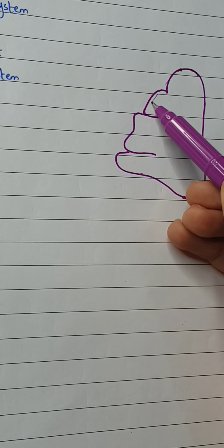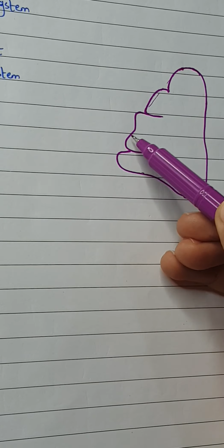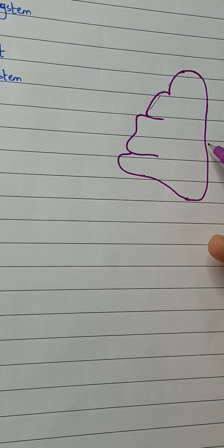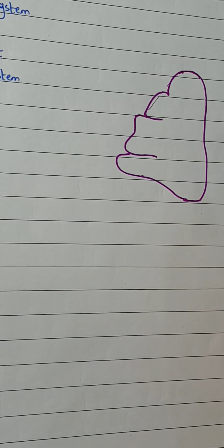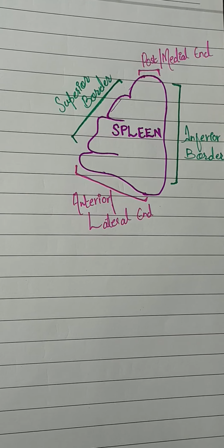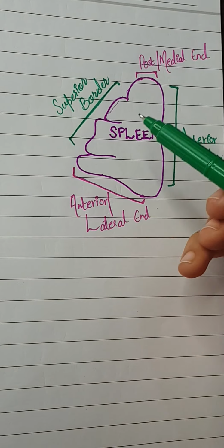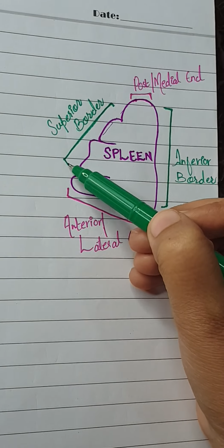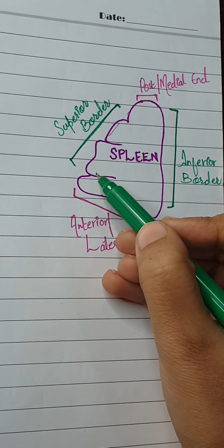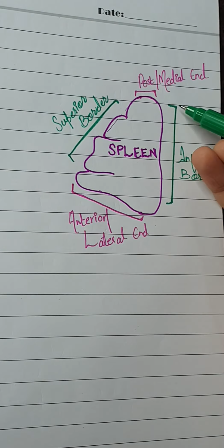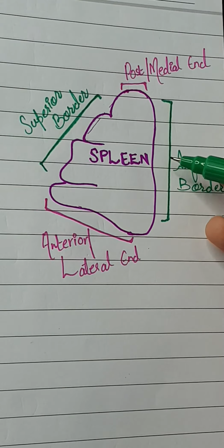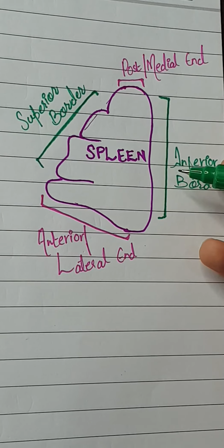This is the superior border having notches, and this is the inferior border of a spleen, which is rounded, which does not have any notches. So let me highlight these for you. This is the superior border of a spleen. It has notches near the anterior end, and this is the inferior border of a spleen. It is rounded and it does not have any notches.